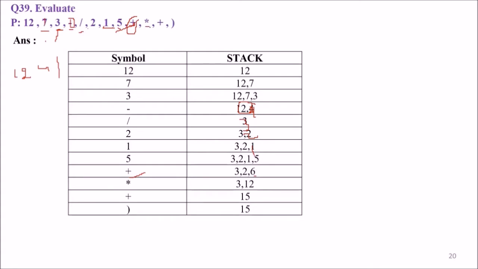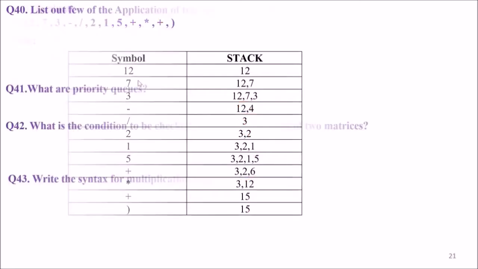Then we again come to an operator, that is multiplication. So 6 and 2 will be popped, and 6 and 2 will be multiplied because of this into operator. 6 and 2 will be 12. So 3 and 12 are on the stack. Again we have an operator called plus. So 3 and 12 will be popped and plus will be applied. So 3 and 12 will be 15. So this is how the evaluation will be done using the stack.